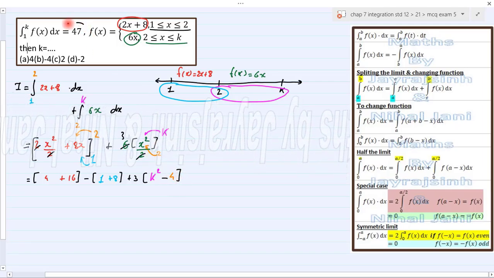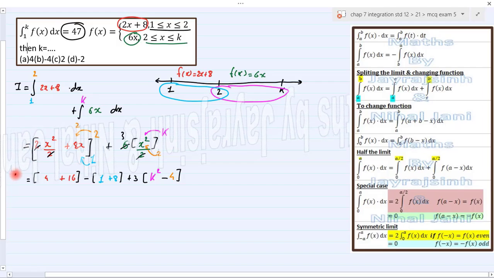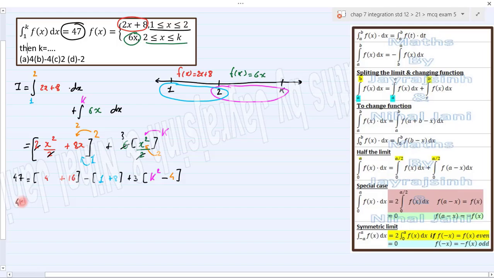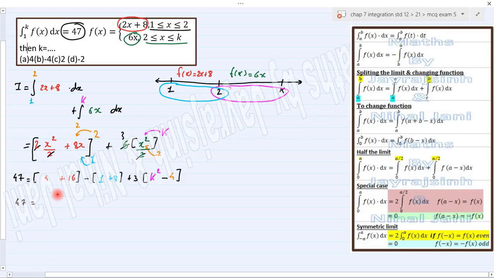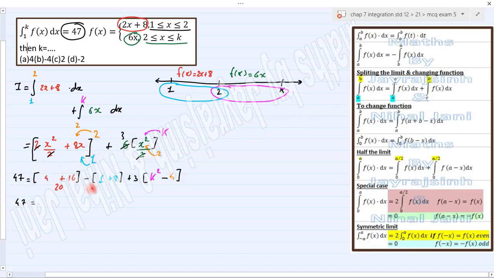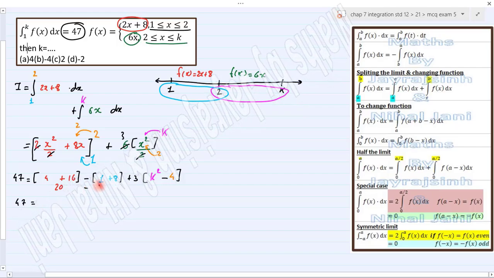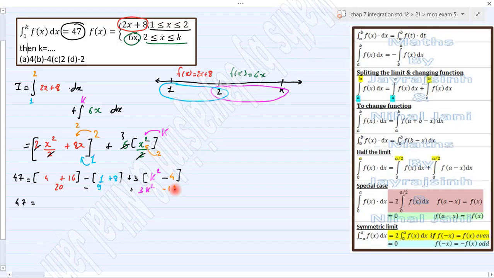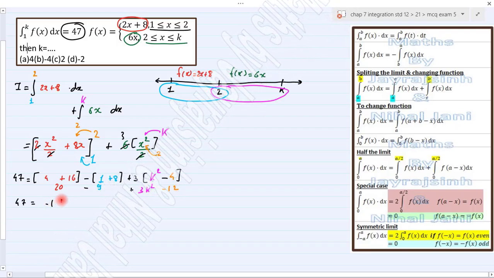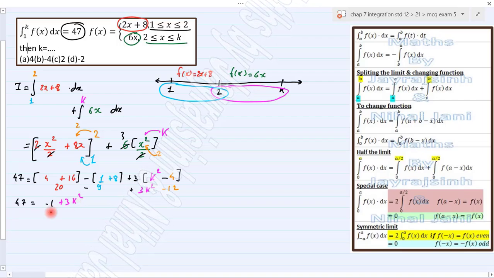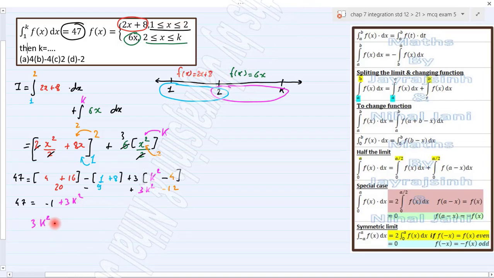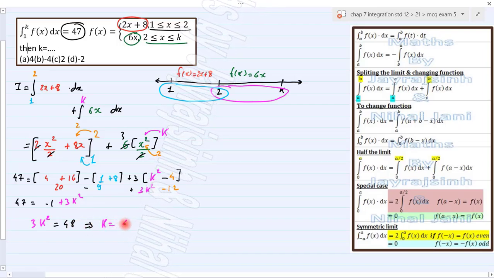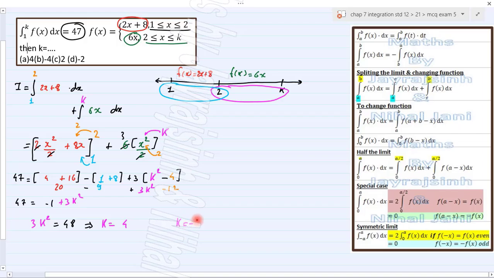Now, it is given that your integration's answer will be 47. So, let's substitute 47 instead of I. So, here we get 47 is equal to 4 plus 16, or we can say 20, minus 8 plus 1, or we can say 9, plus 3k square minus 12. So, we'll get minus 1 plus 3k square, or we can say your 3k square must be 48, which will give us k is equal to plus 4 or minus 4.